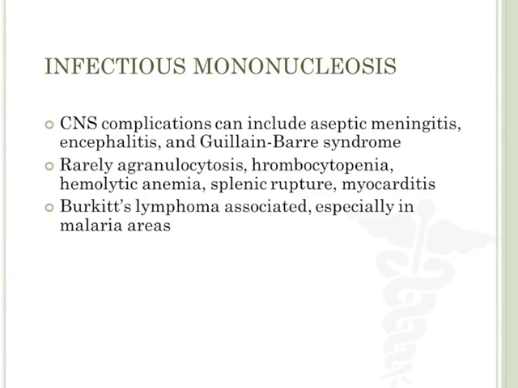There are central nervous system complications. Again, usually self-limited. Aseptic meningitis, encephalitis, Guillain-Barré syndrome. Occasionally agranulocytosis, splenic rupture. I've never seen it, but I guess it's been reported. Myocarditis is fairly common. But the big thing is Burkitt's lymphoma, and we do see that a lot in Africa. I don't know any way to prevent that other than just trying to treat the infectious mono as best you can, although we don't have much of a treatment for it.